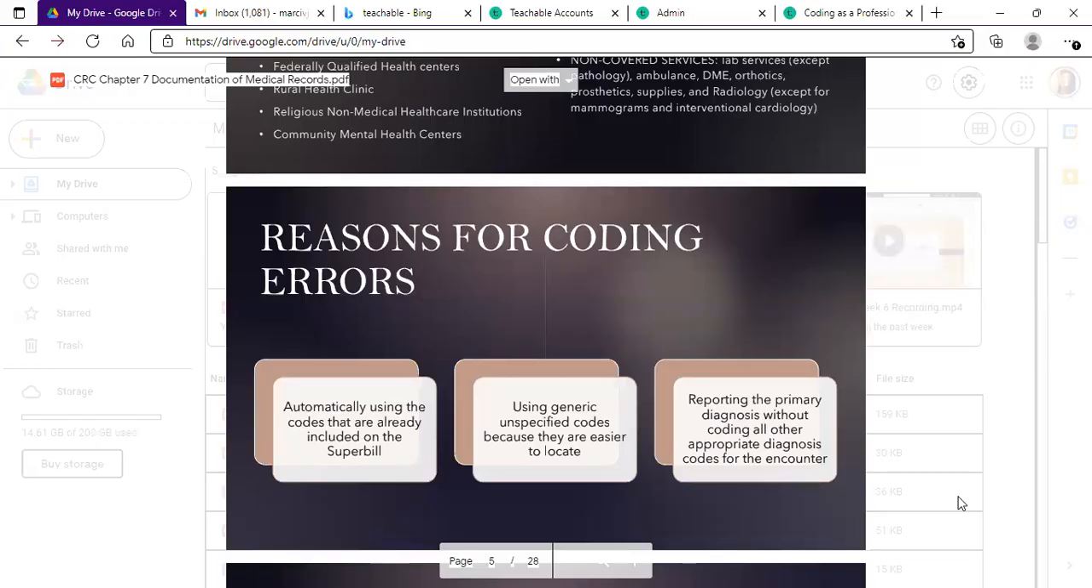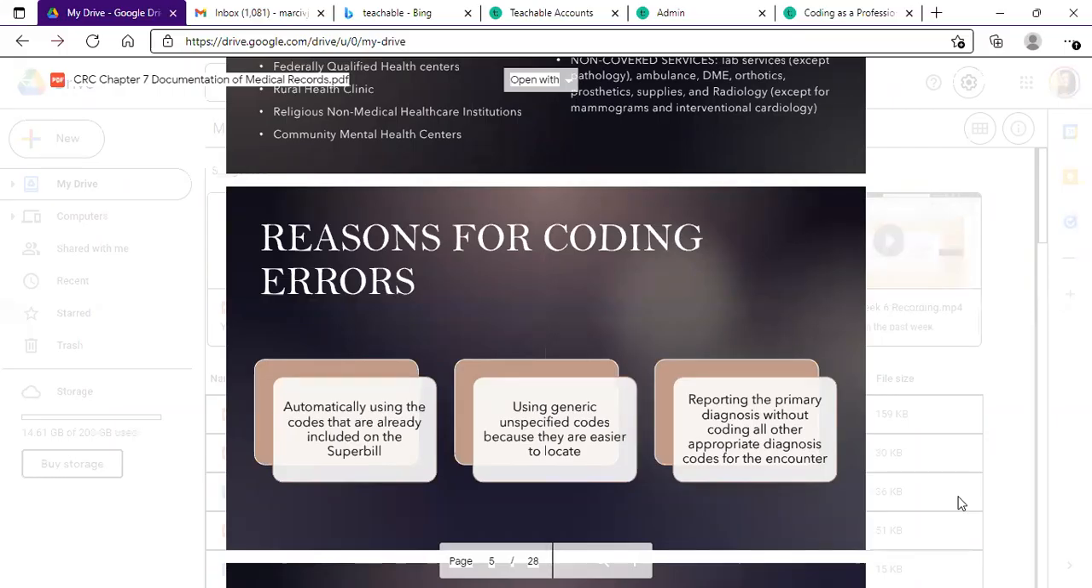So when it says do not automatically use the codes that are already included, that means that when you see the clinician put the codes on there, don't automatically assume that they're right. Nine times out of 10, and I might say 8 times, but generally 9 times out of 10, you're going to have to make some kind of corrections to those charts. They just don't have that coding knowledge that you have or you will have. So that's one reason for error, that you're just using the codes that were already on the chart and it's not correct.